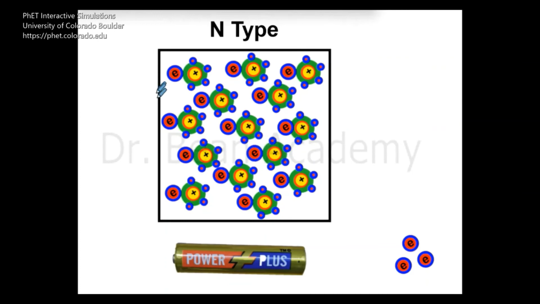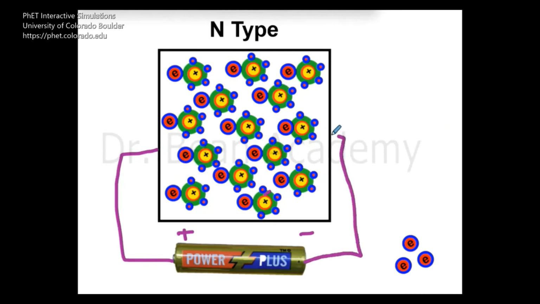So we have a picture similar to this one. We have a lot of pentavalent atoms like phosphorus or others. So my question is, here I have the battery. I have the positive terminal and negative terminal. I connect one end of this n-type material with the positive terminal of the battery, and the negative terminal of the battery with the other end of the material. Now what will happen?